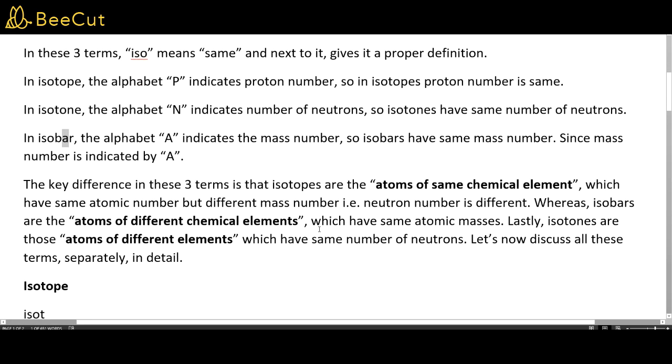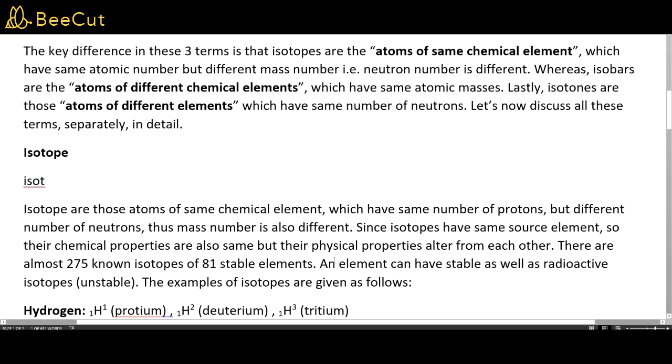But the main difference between all these three terms is that isotopes are of a single chemical element. You understand that? For example, take the case of hydrogen. All these isotopes of hydrogen will be of different neutron number, but of the same proton number, right? But in the case of isotones and isobars, they concern various elements from the periodic table, as we will see now in detail.